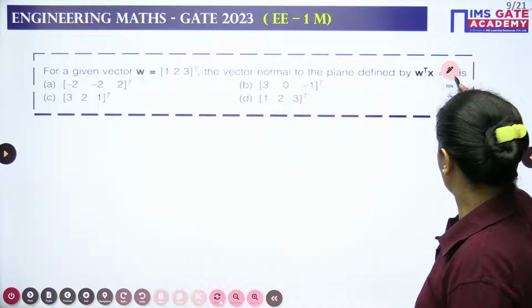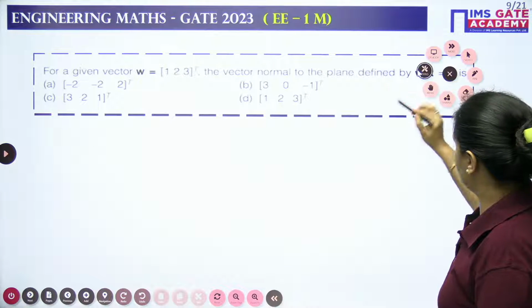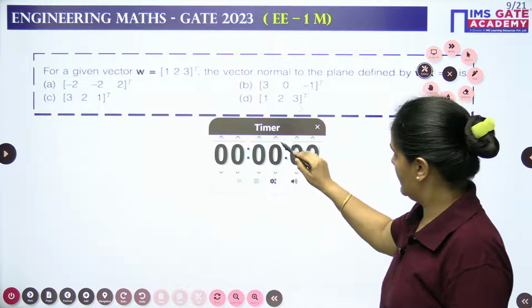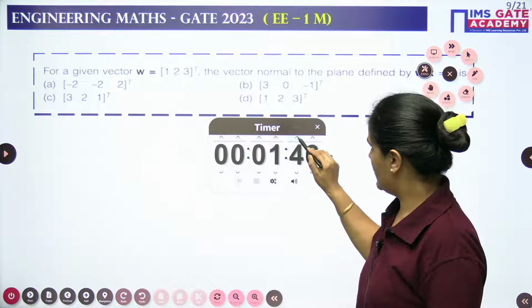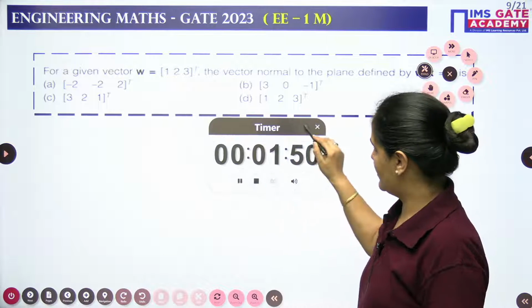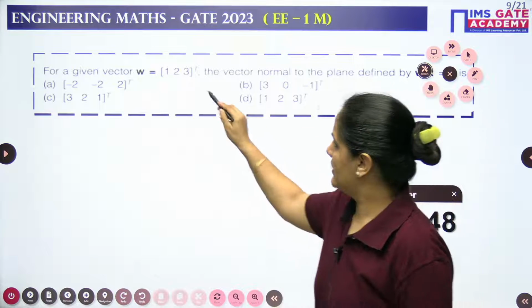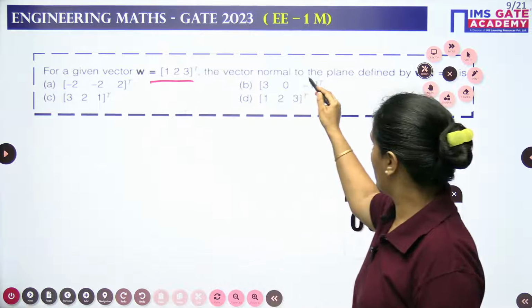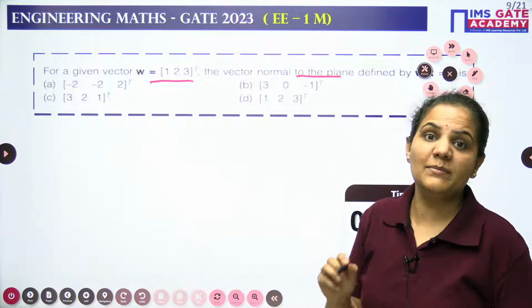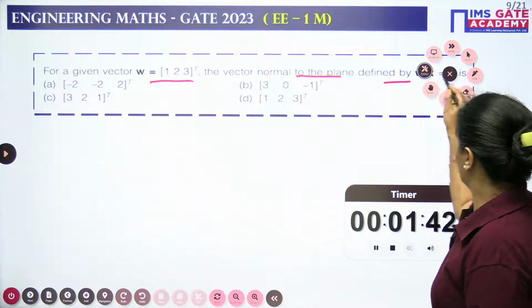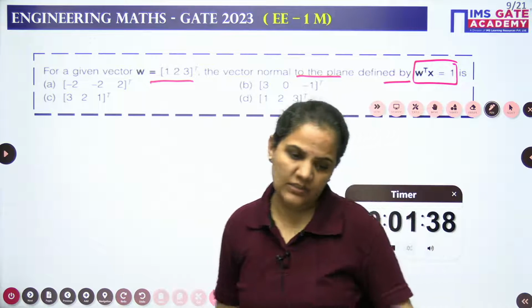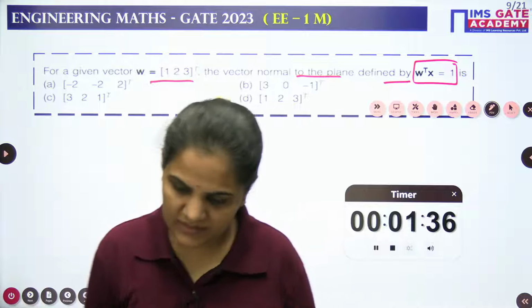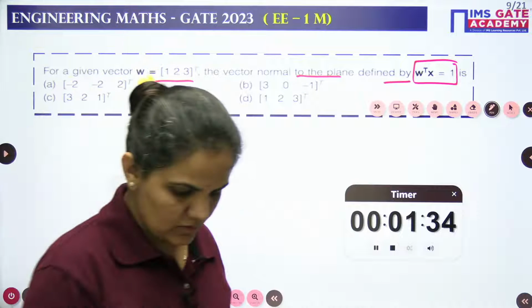Yeah, this is the question. You guys will try this question first, then I will go with the solution. We will have a detailed discussion on the solution also. So you should try. This is a very easy question, although the vector w is given to you, the vector normal to the plane. Normal to the plane means they are asking for the gradient, defined by w transpose x is 1. So the normal vector you need to find out. Everybody just go for it.